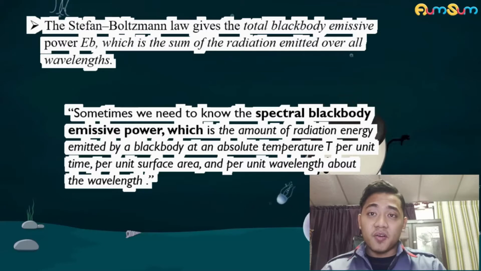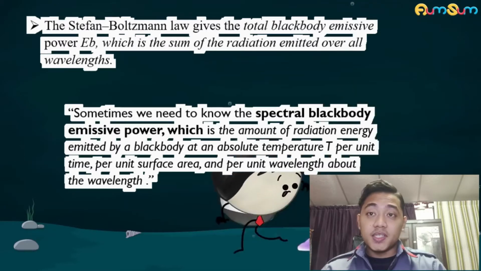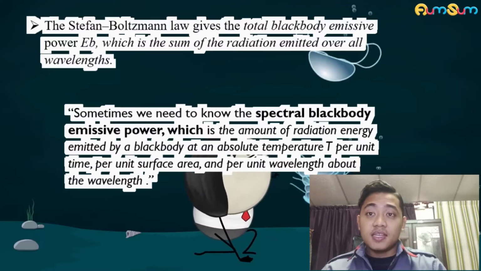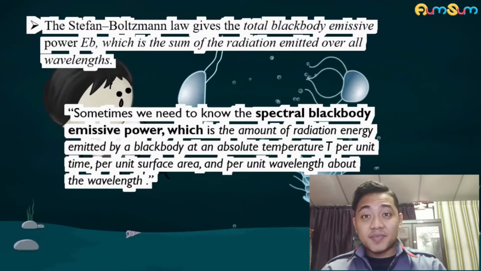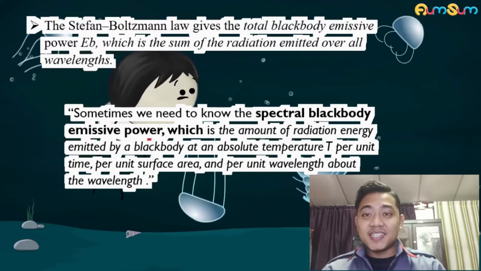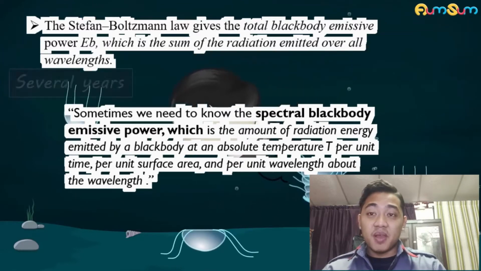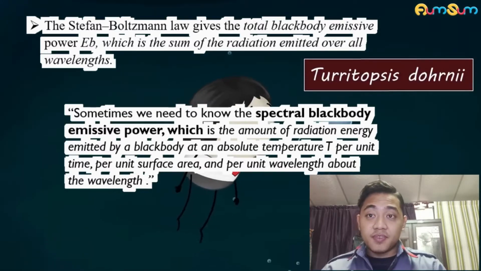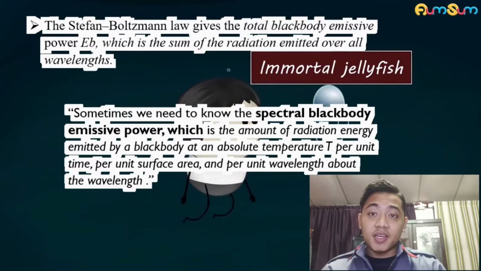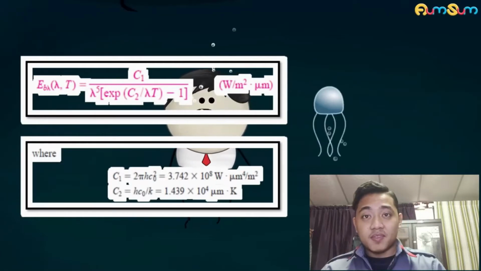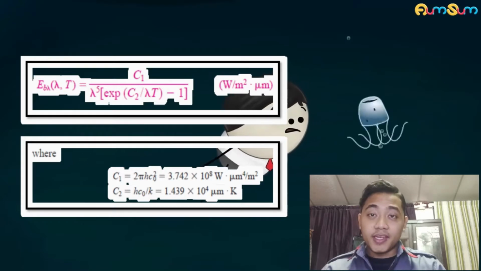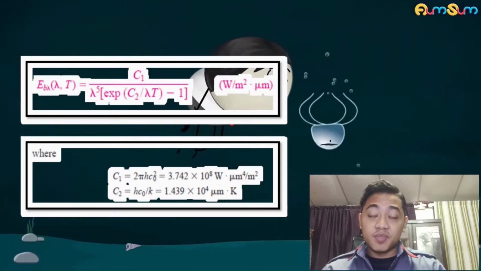The Stefan-Boltzmann law gives the total black body emissive power, E_b, which is the sum of radiation emitted over all wavelengths. Sometimes we need to know the spectral black body emissive power, which is the amount of radiation energy emitted by the black body at an absolute temperature T per unit time, per unit surface area, and per unit wavelength about the wavelength. The relation for the spectral black body emissive power, E_b lambda, was developed by Max Planck in 1901 in conjunction with his famous quantum theory.